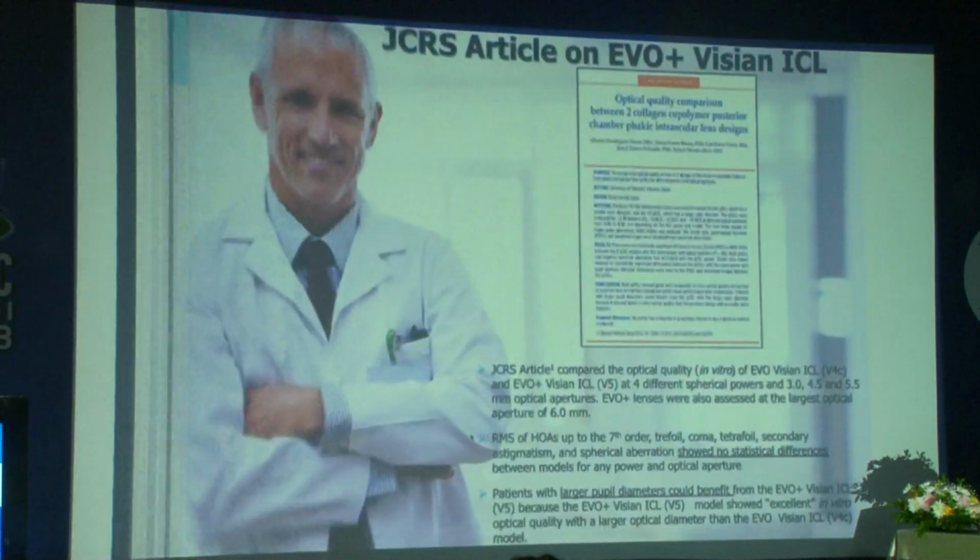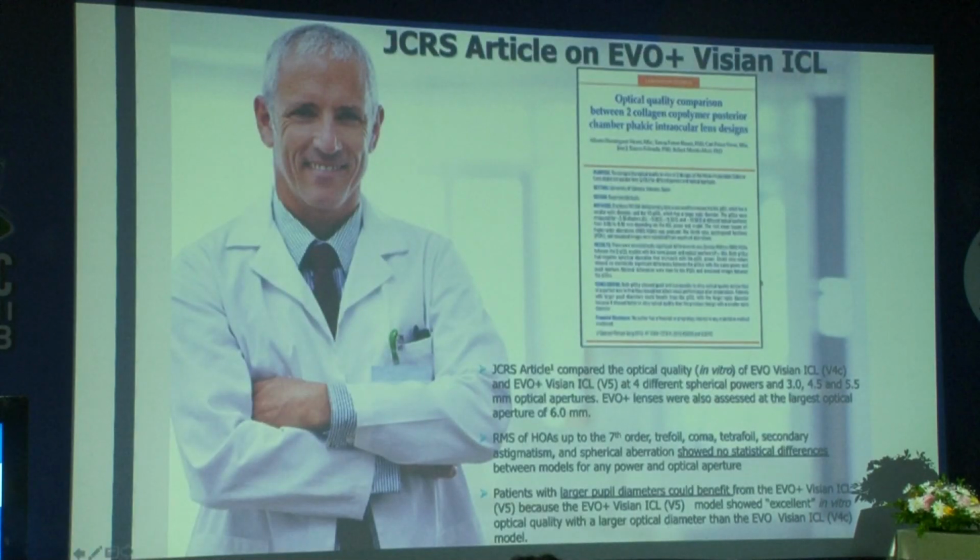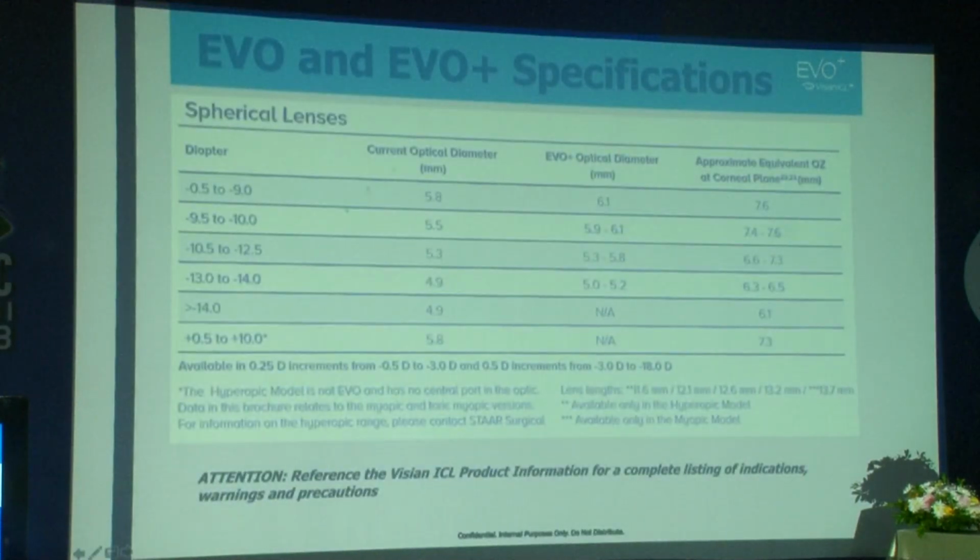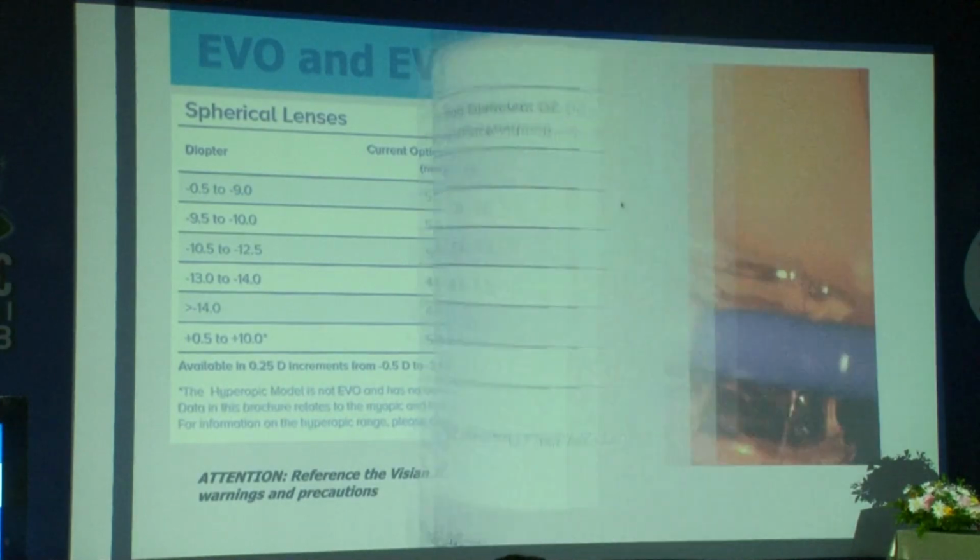So, in vitro studies have not shown a dramatic change in the higher order aberrations that have been measured between the EVO and the EVO Plus lenses. However, they are thought to definitely benefit people with larger pupillary diameters. So if the original V4C model had a 5.8 optic diameter, now it comes as a 6.1 diameter.